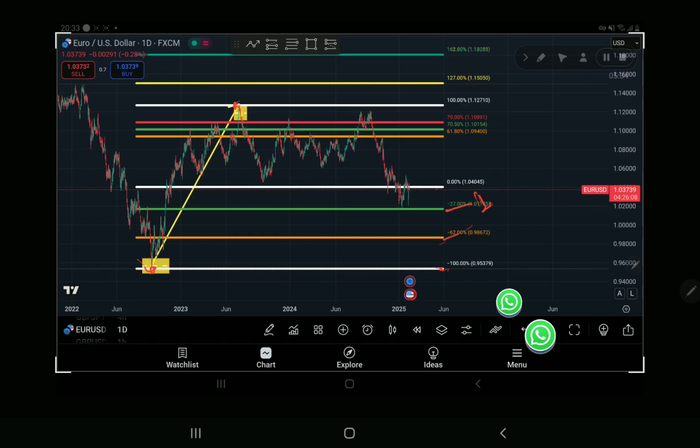Second entry is what? Minus 62%. Then for our third entry, we have to switch now such that our 100 comes down and our minus 100 goes up. Then our third entry is going to be what? 79%. Then for our fourth entry is going to be based on what?